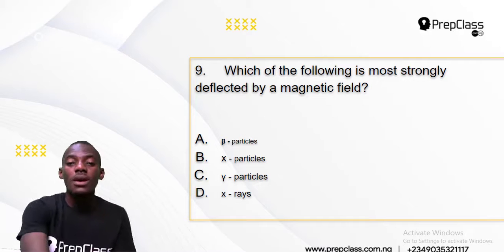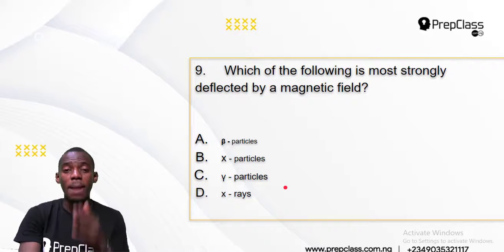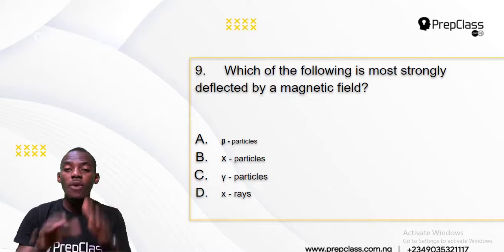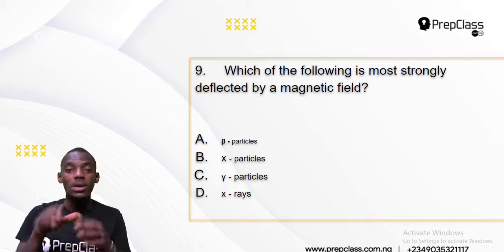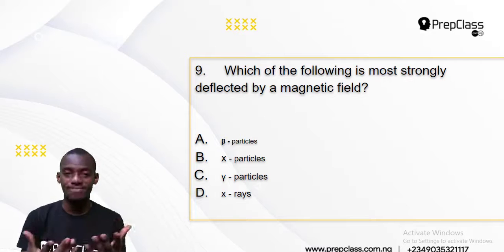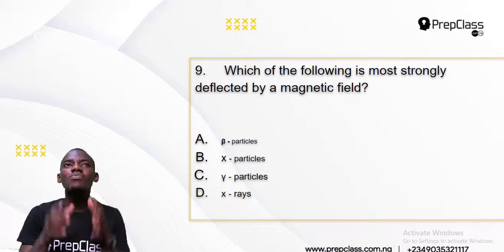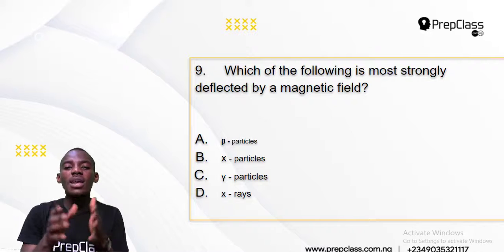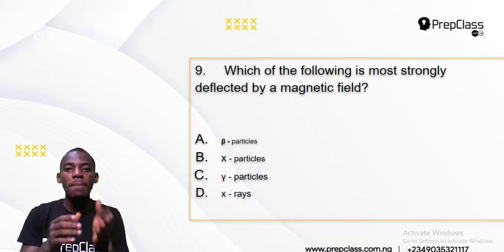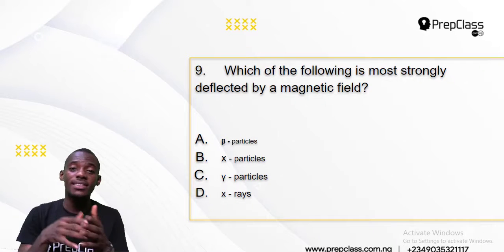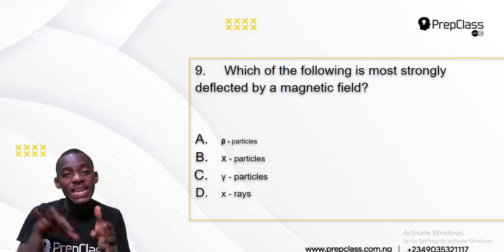Now, let me tell you something. For something to be deflected by a magnetic field, it must be very light. What that means is that for the magnetic field to be able to push you, you must not have weight. You must be very, very light and easy to push. Like if you say, which of the two of the following can be deflected by wind? Paper and stone. Stone is heavier, so the wind can't deflect stone. But paper can be lifted by wind.